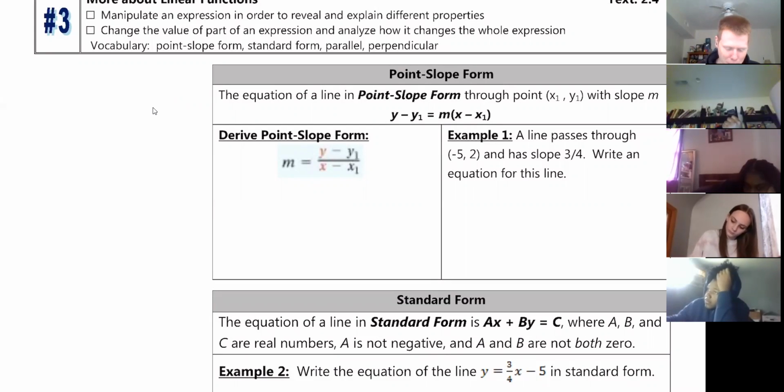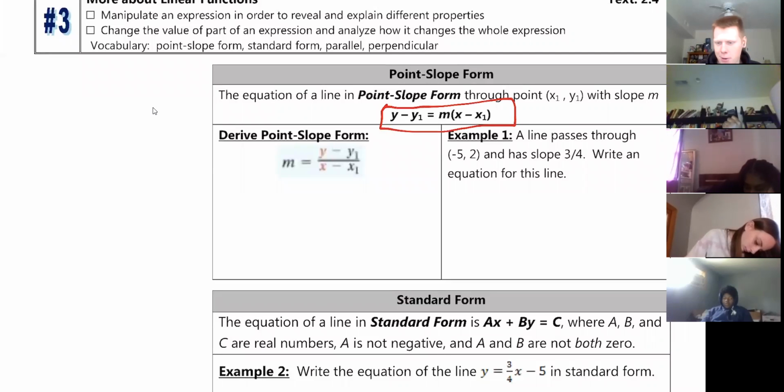All right, so looking at point slope form, the equation of a line in point slope form is y minus y1 equals m times x minus x1, through a point (x1, y1) with a slope of m. You can see this is point slope form. That's like the general form right there.